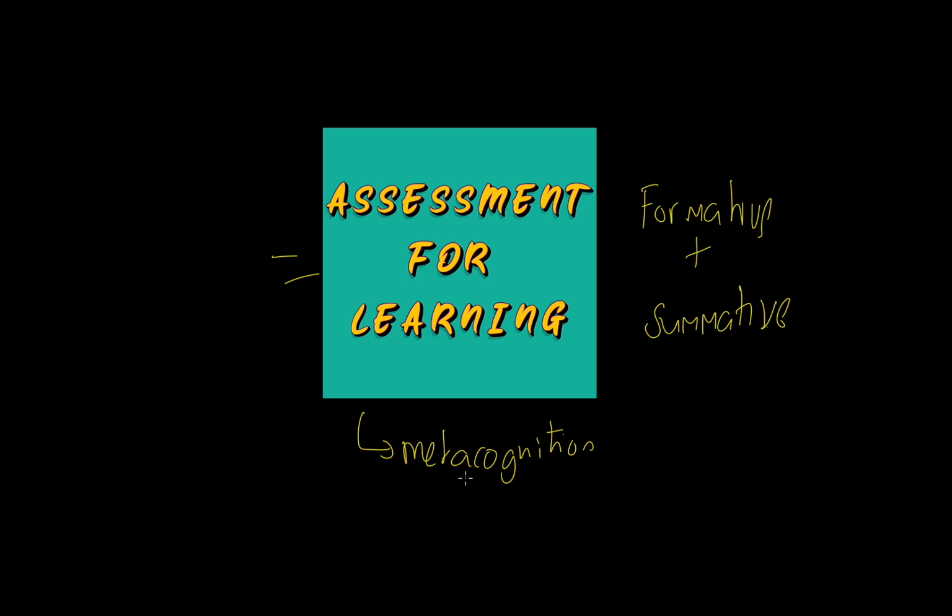A student who understands what works for them and what doesn't work for them is much more capable of learning, and as a result of that, metacognition is the proposed outcome of the assessment for learning model, which is made up of formative and summative assessment types. Again, more of which in due course. These are just introductory terms.